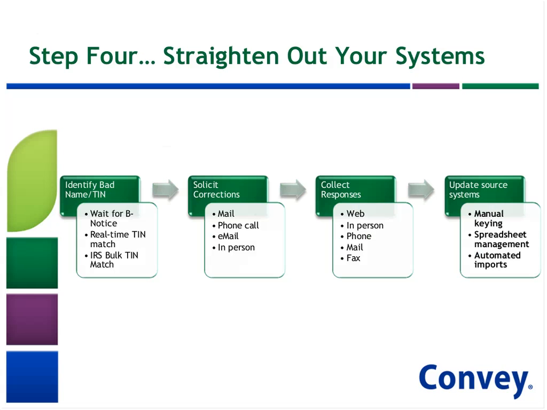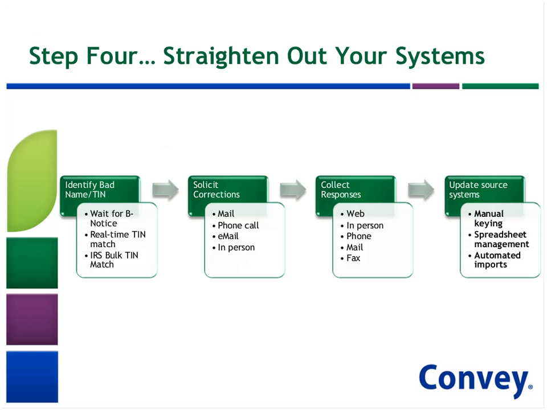So, fourth and final step. We've identified the information either by waiting or by doing real-time TIN matching, whatever. We've solicited for corrections, we've collected our responses. Now it's time to update our source systems. So this is getting the information back into your system.